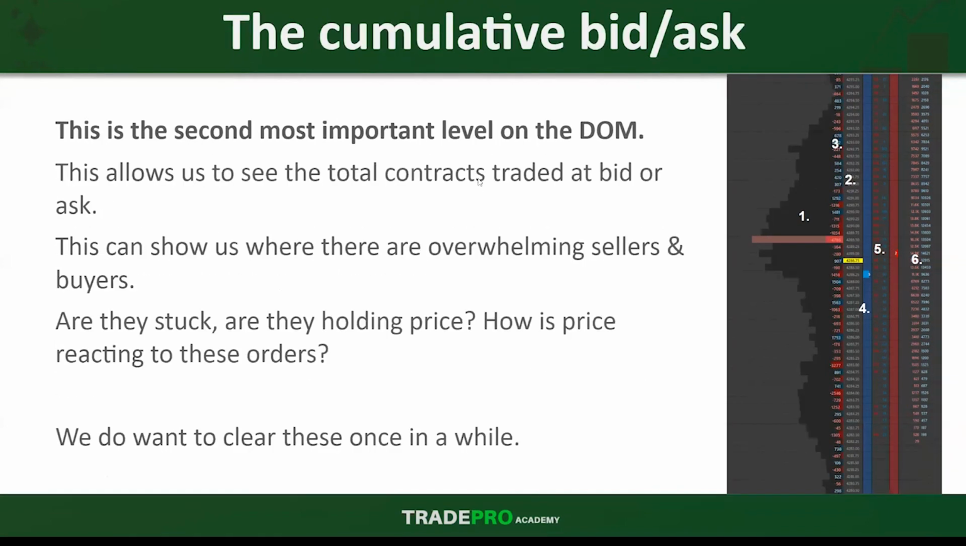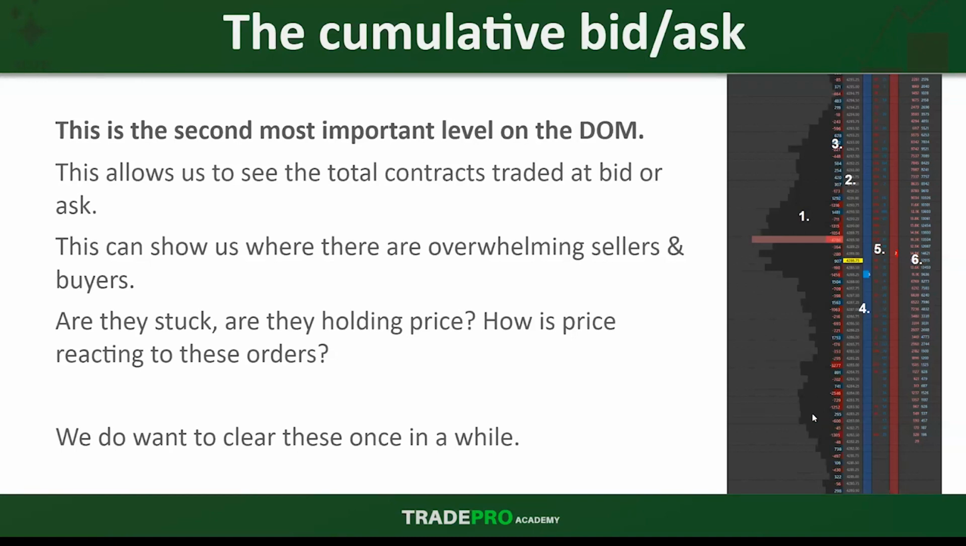When we talk about the cumulative bid and ask, this is the second most important level on DOM. This is number 6 over here. This allows us to see the total contracts traded at the bid or the ask at a certain level. And this can show us where there are overwhelming sellers and buyers. Are they stuck? Are they holding price? How is price reacting to these orders? Once you start seeing discrepancies in these, because they don't have to be completely equal, you can have a 1,000 lot seller come in versus 500 net buyers. So you have to ask yourself, where is price in relation to these large orders?